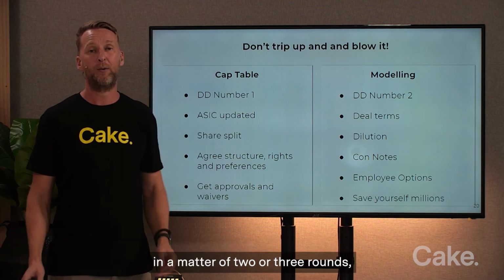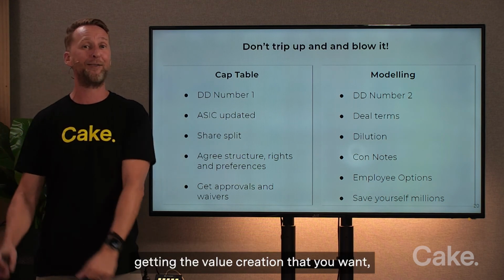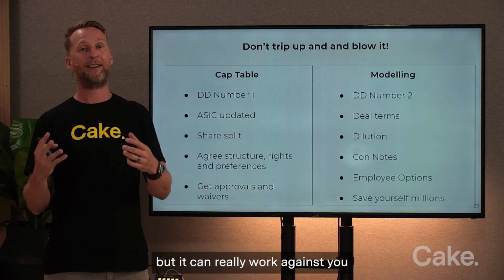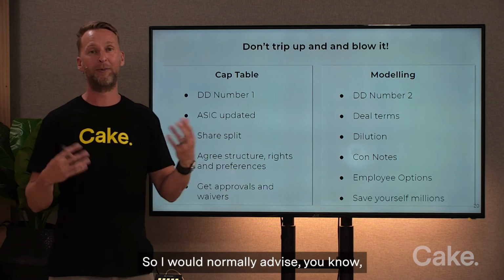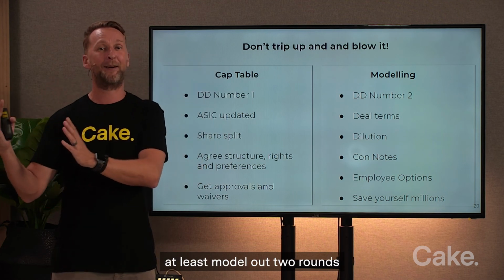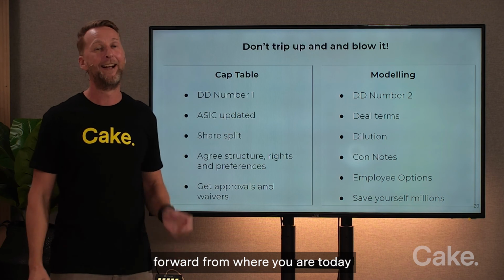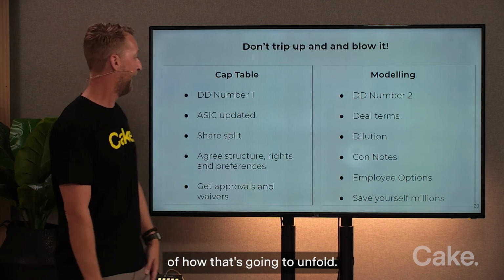which is fine if you've planned it that way and you're getting the value creation that you want, but it can really work against you if you haven't modeled it out correctly. So I would normally advise at least model out two rounds forward from where you are today and have a really good roadmap of how that's going to unfold.